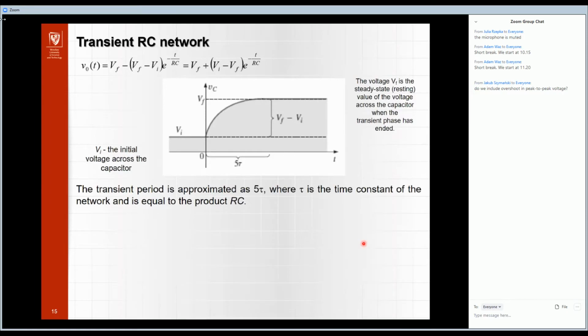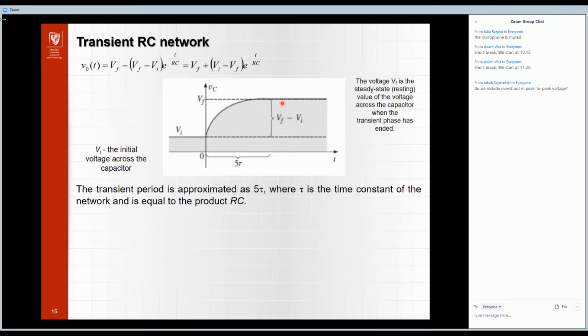Okay, and now we examine it. We can draw this function. We have here the initial value and the final value, and the final value is connected, of course, with the source value in this circuit, and the voltage VF is the steady state resting value of voltage across the capacitor when the transient phase has ended.